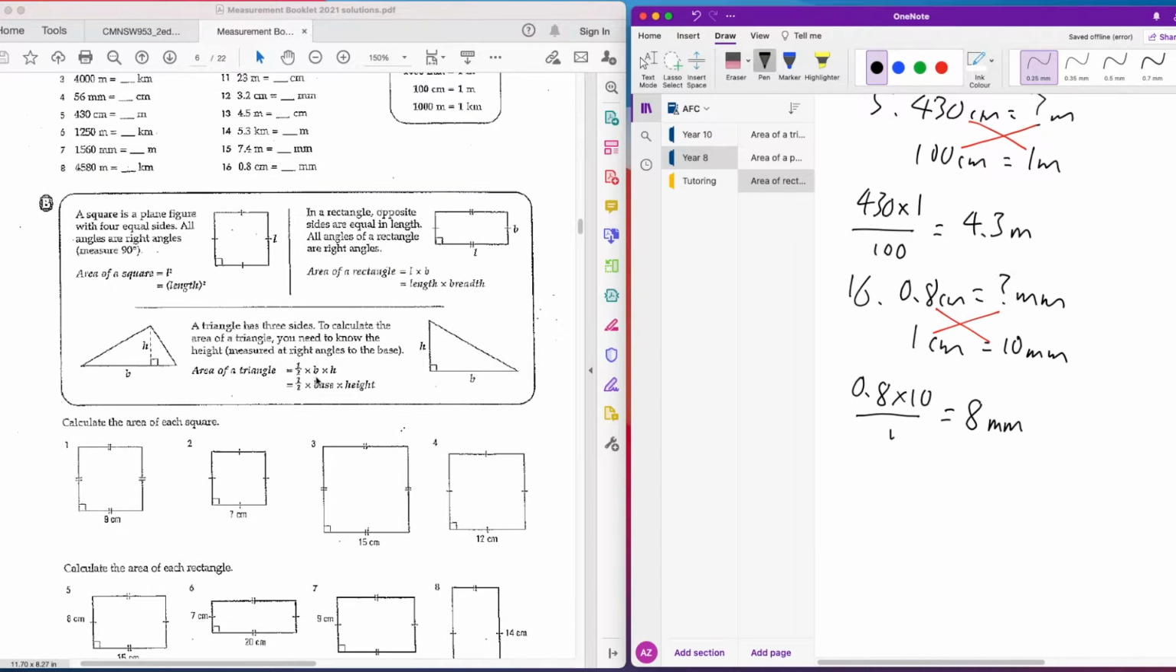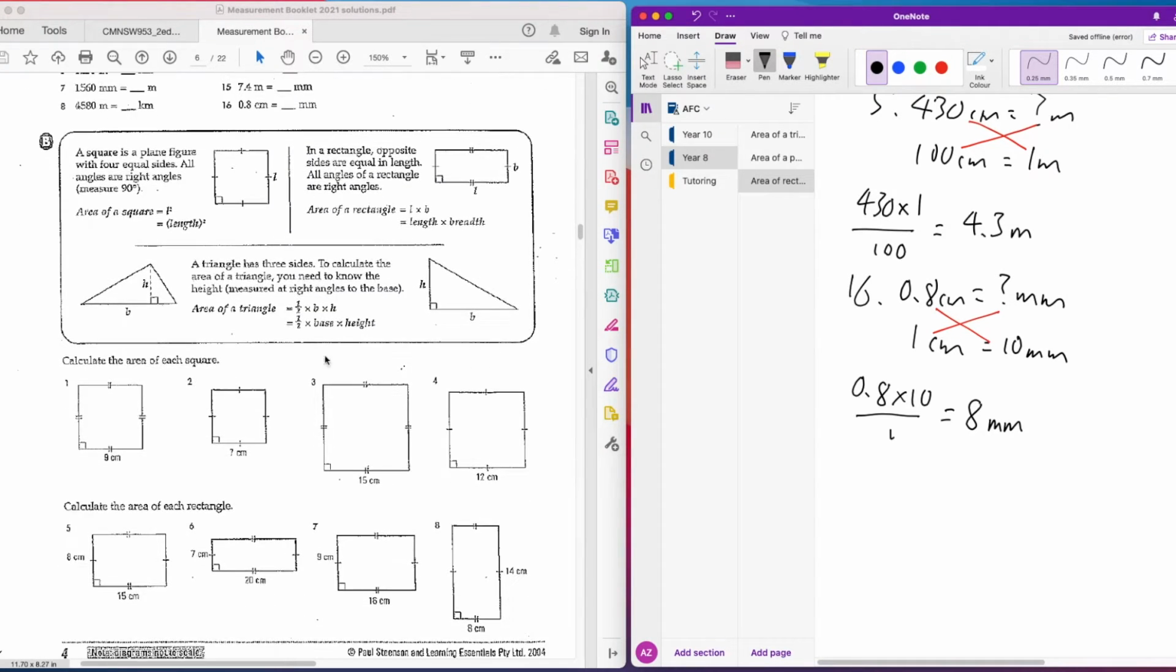And a triangle has 3 sides. To calculate the area, you have to multiply half times the base times height. If you still remember the homework from 2 days ago, half times base times height gives you the area of the triangle. Alright, let's go through some examples.